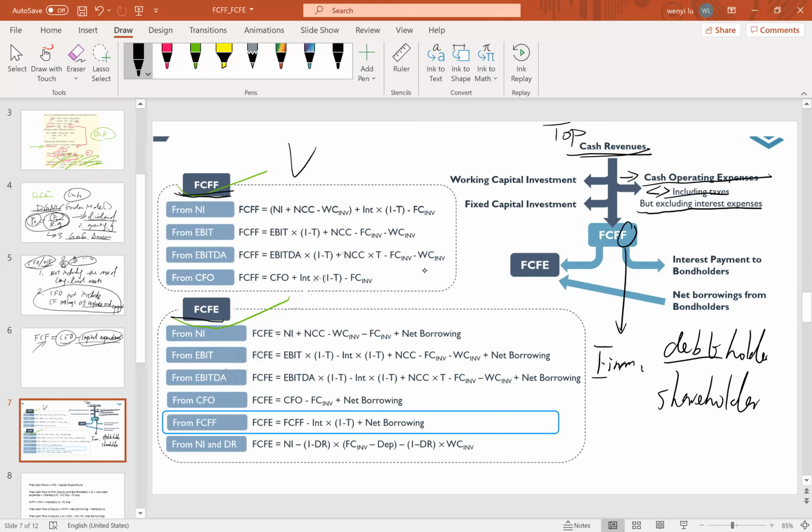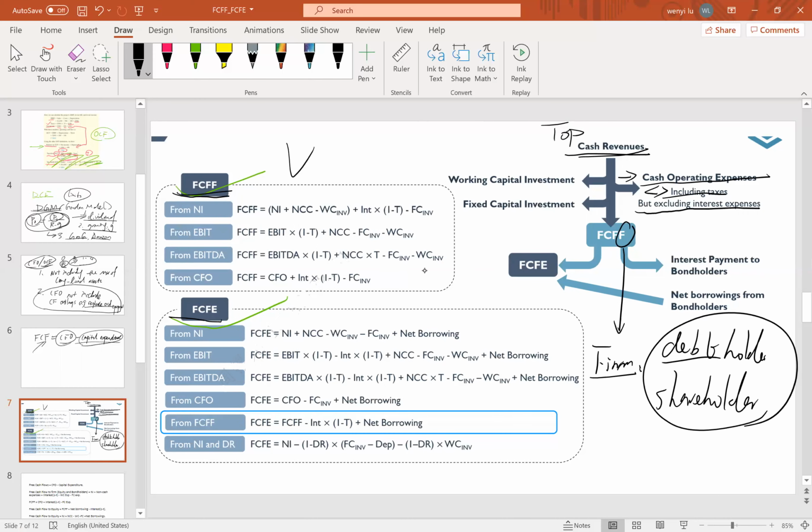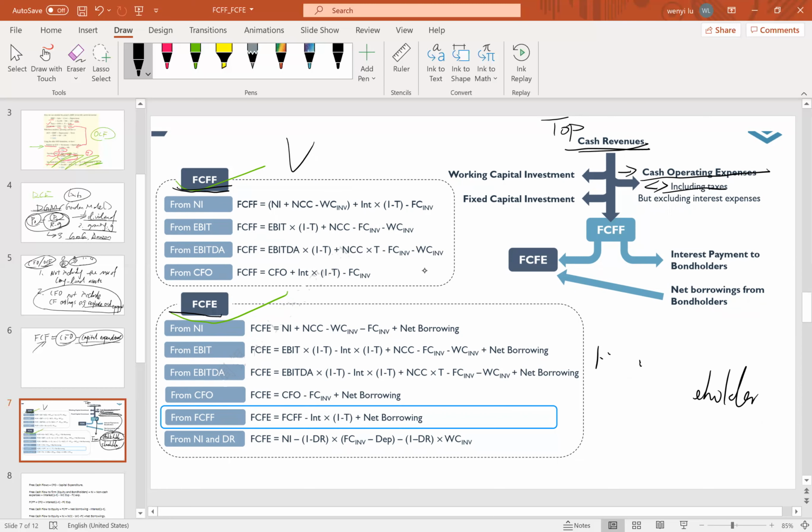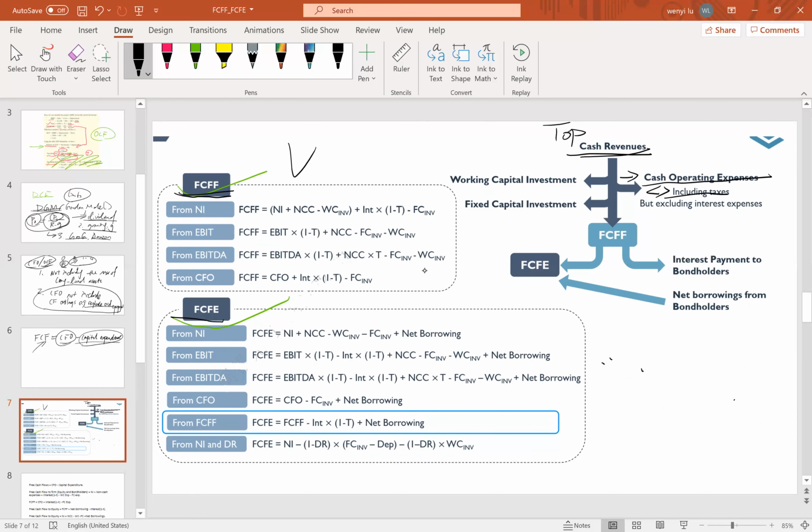So when we liquidate a firm, we must pay the debt holders and the shareholders. Both are capital raisers for the firm. So free cash flow to the firm must not include what? Interest expense, because interest expense is also paid to the debt holders. That's the capital reserve for the firm. So this part should not be included. So the cash operating expense should only include the tax, but not include what? Interest expense. So we should minus the tax, but not minus what?